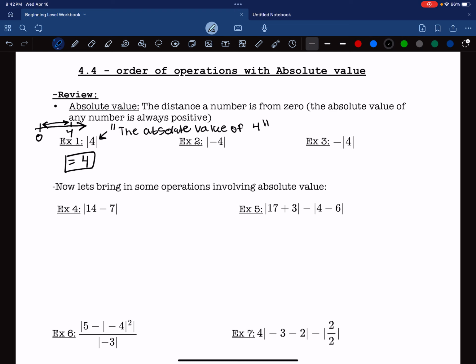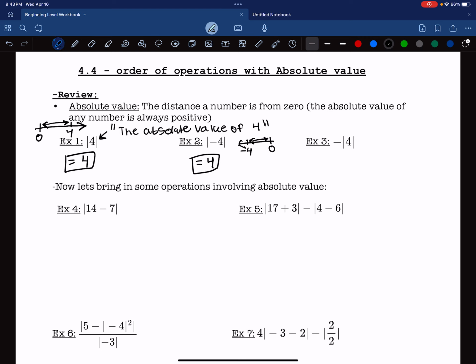And looking at example 2, let me draw it this way, because we're now in the negatives. So this is going to be 0. Let's say this is -4. And now we have to think, what is the distance between -4 and 0? And this distance here is still 4 units. So the absolute value of -4 is still 4.